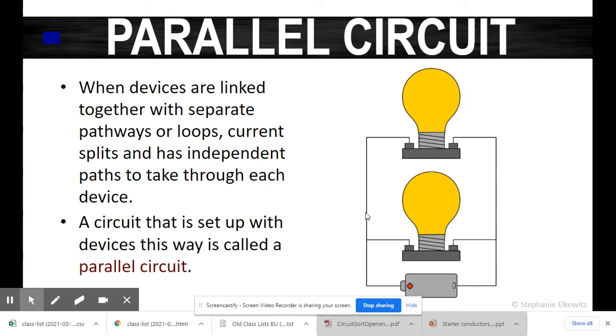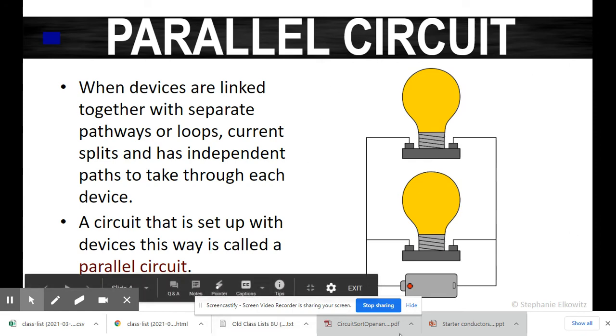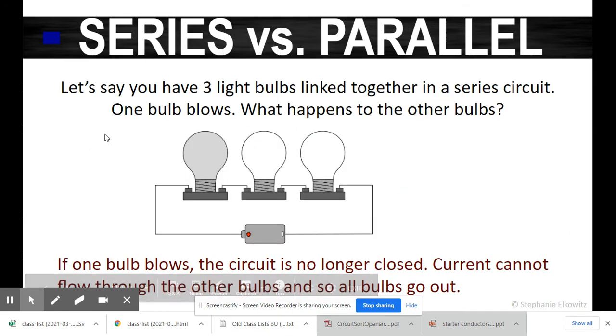A parallel circuit, when these devices are linked together with separate paths or loops, the current then splits and has an independent path to take through each device. We call this a parallel circuit. It has more than one path for that flow of energy to go. What's the difference?